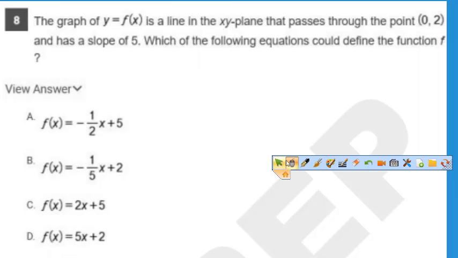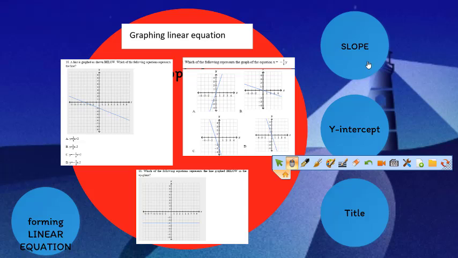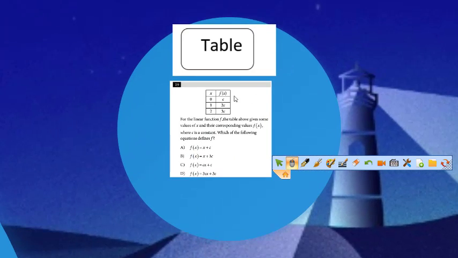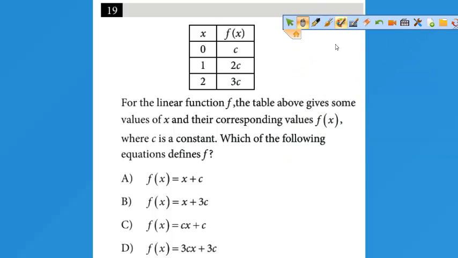We're going to see now how you could find slope in the SAT. How could you form an equation if it's a given graph? Or if it's a given table, how can you make an equation? We will see the slope. How would you get slope from this table?